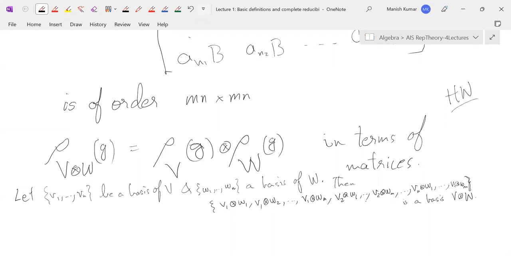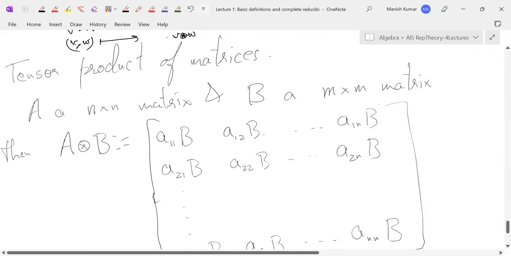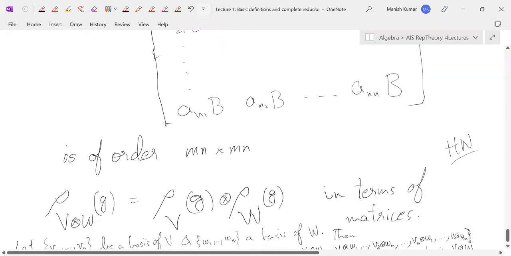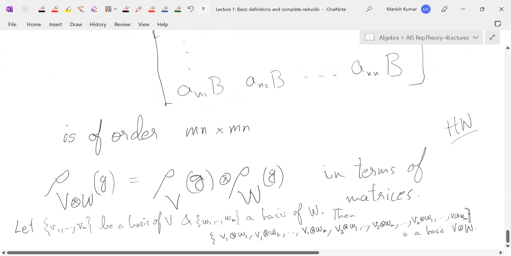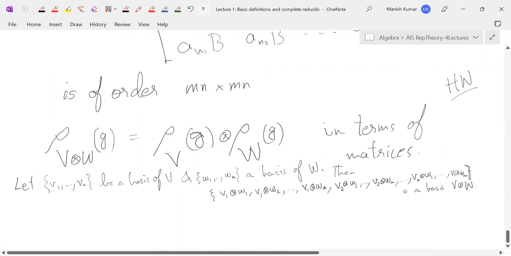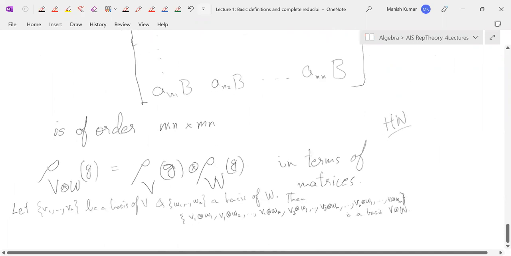So in that sense, the tensor product representation is fairly explicit. The tensor product of two representations is a very important representation, and you can capture a lot of non-trivial representations from somewhat easier representations. So the tensor product is a very non-trivial operation on representations.